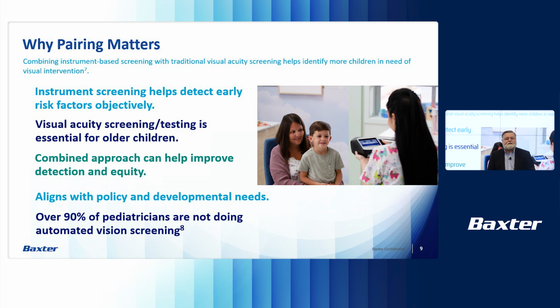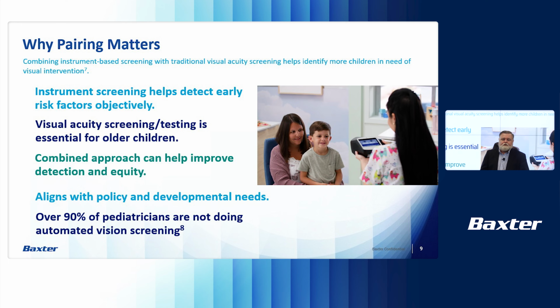Instrument-based screening excels at detecting structural and refractive issues early on, especially in younger children who can't yet cooperate with a wall chart. It's quick, objective, and helps flag issues when interventions can be most effective. As children grow and develop, visual acuity testing becomes essential. It tells us how well they can actually see and function in the real world, something instrument-based tools alone can't capture.